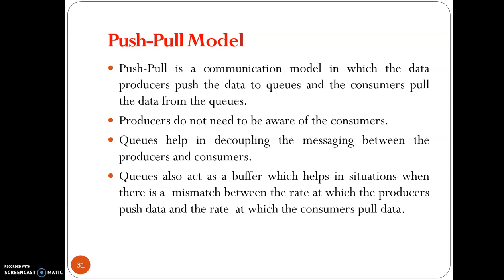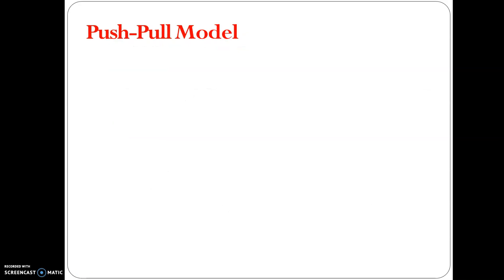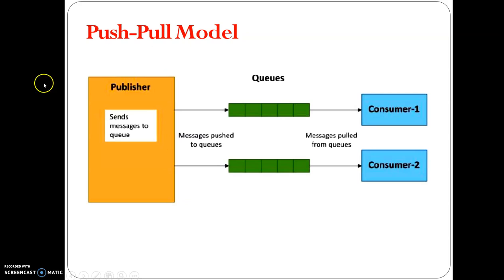The queue also acts as a buffer, which helps in the situation when there is a mismatch between the rate at which the producer pushes the data and the rate at which the consumer pulls the data. This is the communication model. You can see the publisher who pushes the data on the queue, which is received by the consumer. So it is not at all necessary that the publisher and the consumer should operate at the same speed.